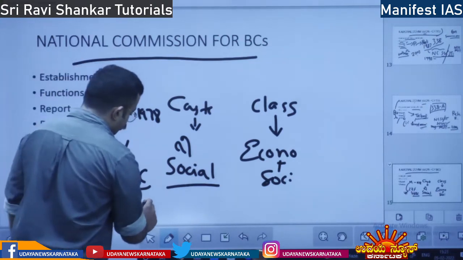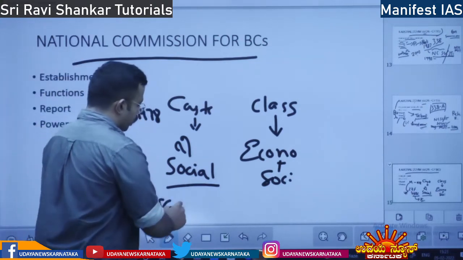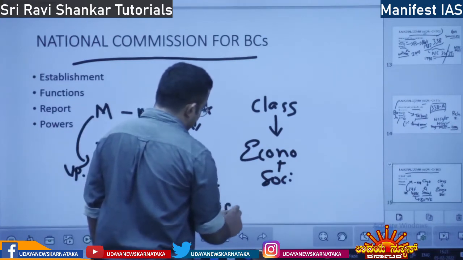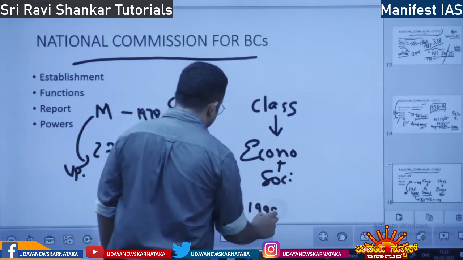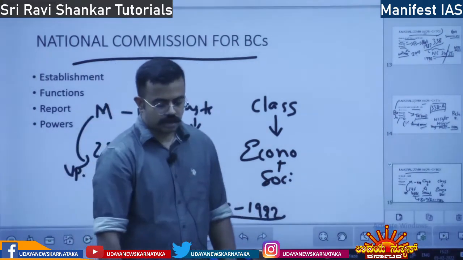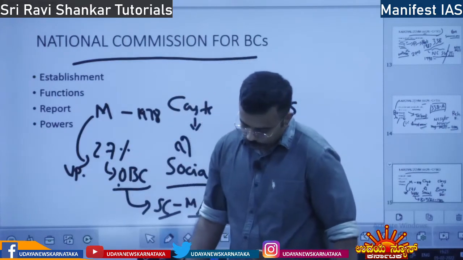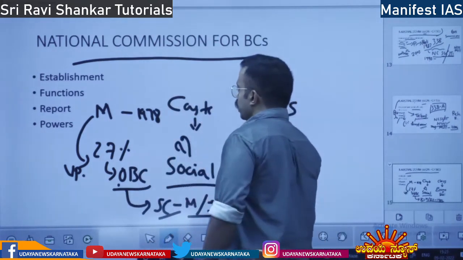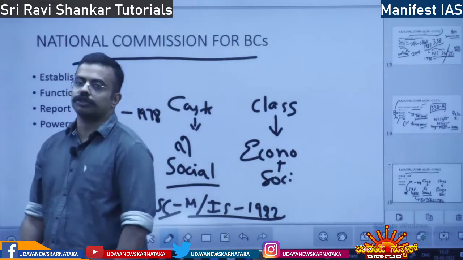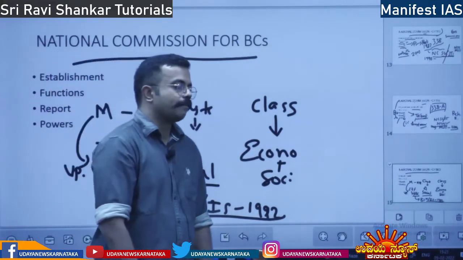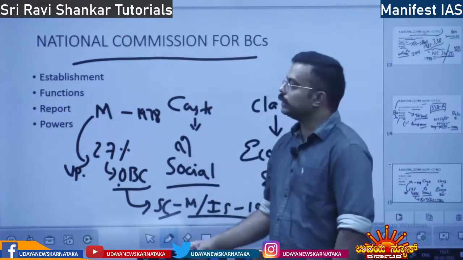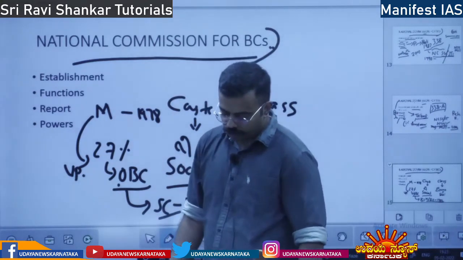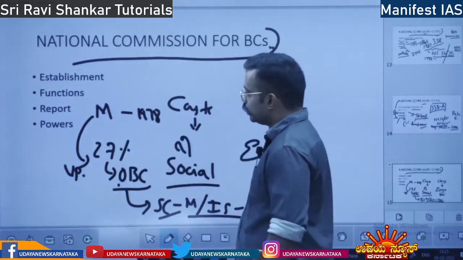So this case goes to the Supreme Court. What is that case called? The Mandal case or Indira Sawhney case, 1992. In this case, the Supreme Court says to the government, you have to constitute a National Commission for Backward Classes. So this has its origin in the Mandal case judgment.